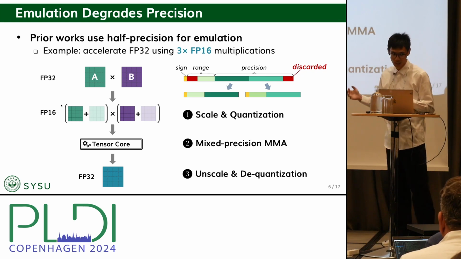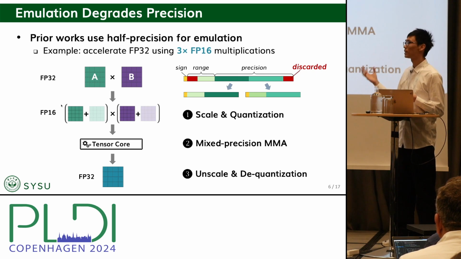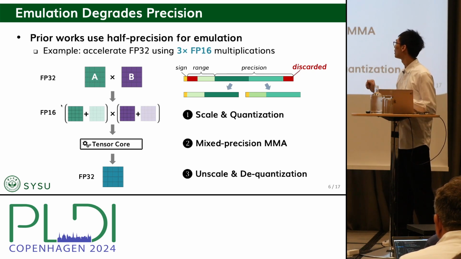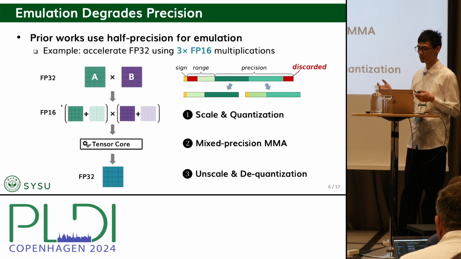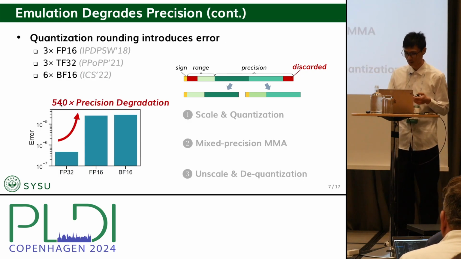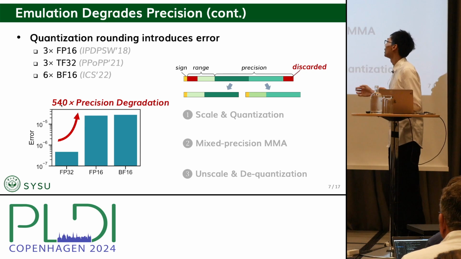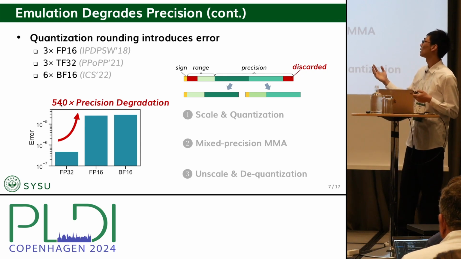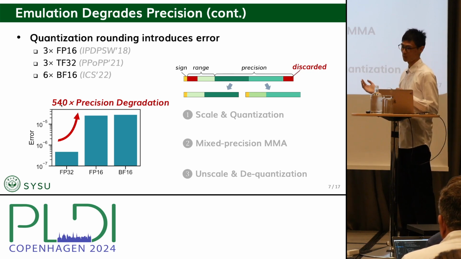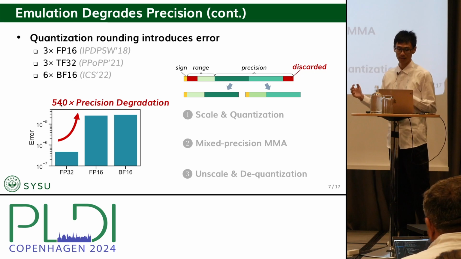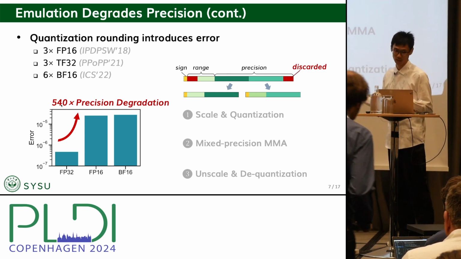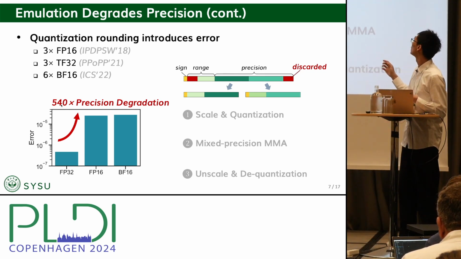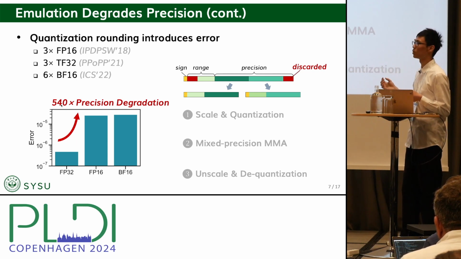However, to do such emulation, we need to scale and quantize the numbers to the low precision ones. And after the computation, we need to upscale and dequantize the numbers. So we may lose precision in these steps. Also, there are many works using TF32 or BF16 for the emulation, and we observed that they degrade the precision by 540 times because of the error introduced in the quantization.